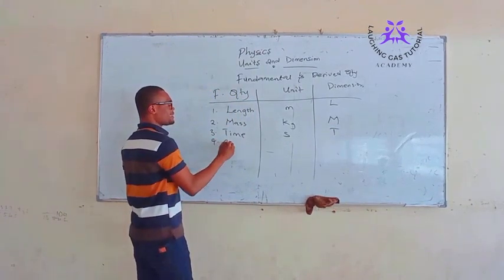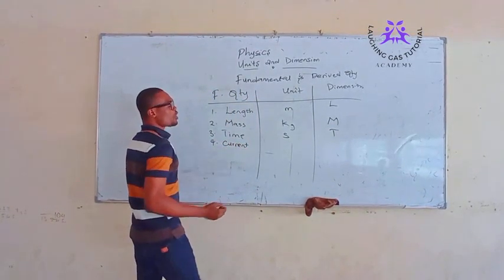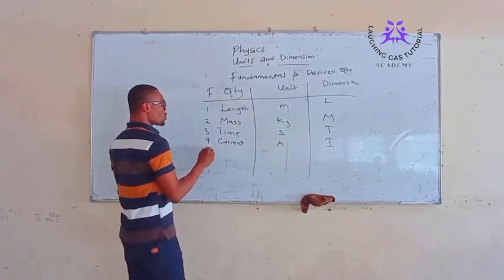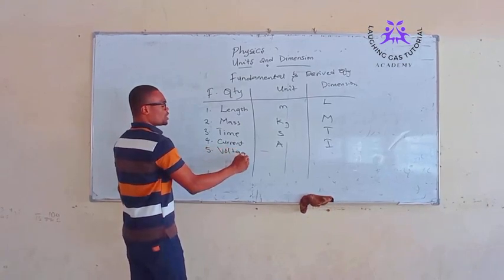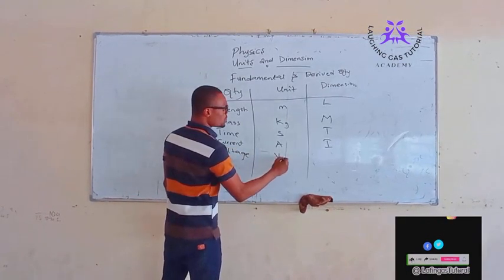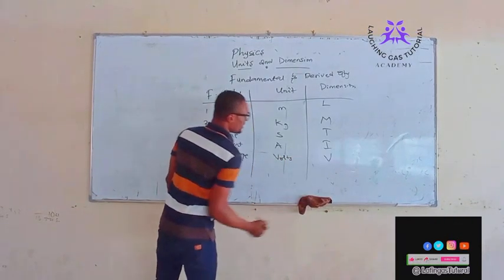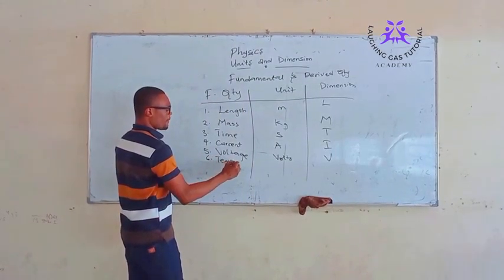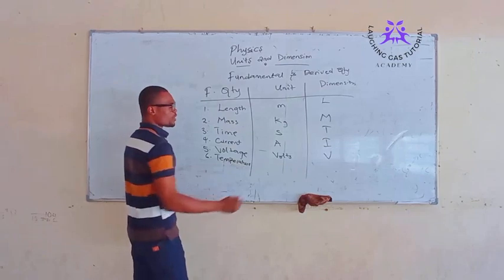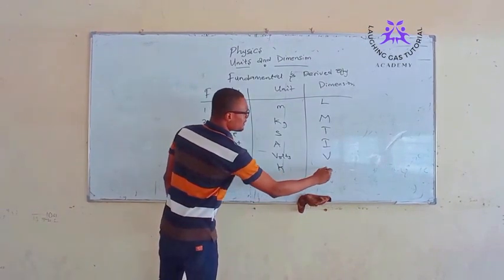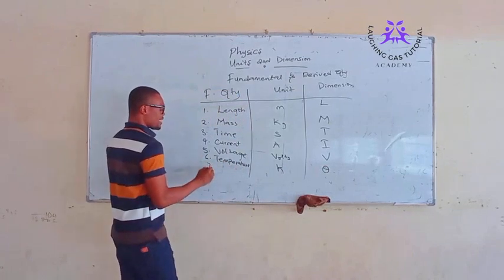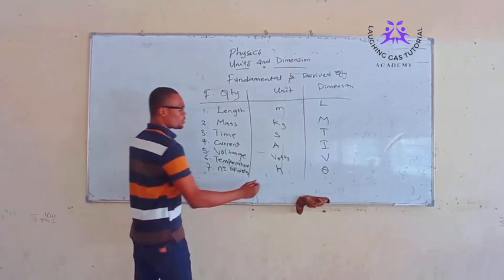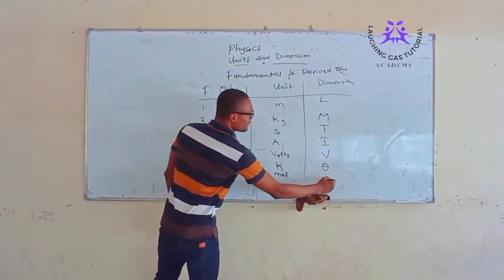The next one is current, and the unit of current is amperes. The dimension of current is I. We also have voltage, and the unit of voltage is volts, and the dimension is V. And then the sixth, we have temperature. The unit of temperature is Kelvin, and the dimension is theta. And then we have number of moles or amount of moles. The unit is mole, and the dimension is N.